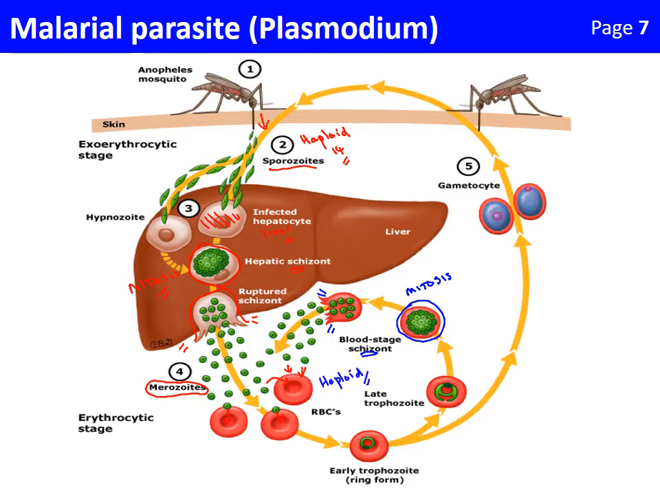Now, some of these merozoites undergo what we call differentiation or specialization into what are known as gametocytes. So not all of the merozoites will do this, just some of them. Now we have male and female gametocytes, and they are both haploid. So again, they've both got a nucleus with 14 chromosomes inside.